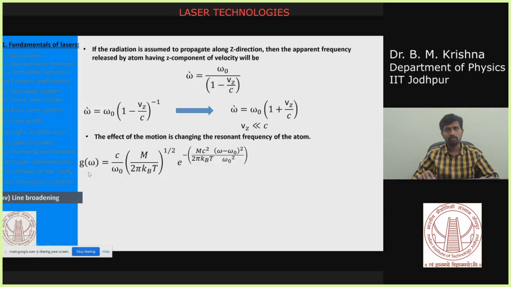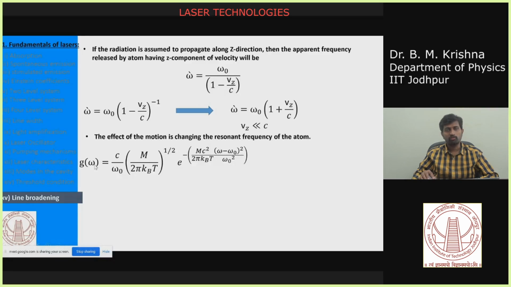So your g of omega, the line shape function, is c by omega naught, times (m by 2 pi kB T) to the power 1 by 2, times e to the power minus m c square by 2 pi kB T, times (omega minus omega naught) whole square, over omega naught square. I will leave this expression up to you to solve from this. And now you see these are always constant. Your expression is of the form e to the power minus x square. These are some of the constants, and omega naught is also constant. So now there is (omega minus omega naught) whole square.